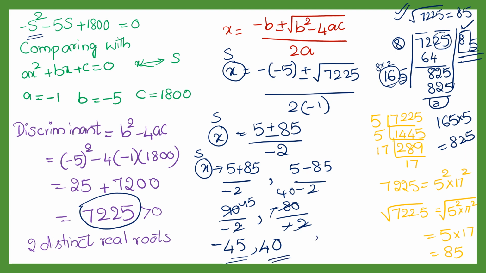But what is s here? S is speed. Speed cannot be a negative value. So you should take speed value as only 40 kilometers per hour. Since speed is not a negative value, you can't take the value minus 45. You should take the value 40. They are asking to find the value of speed. So speed is 40 kilometers per hour.